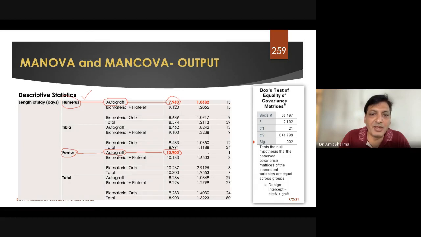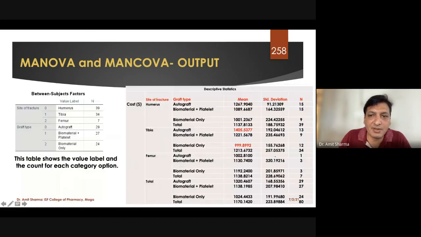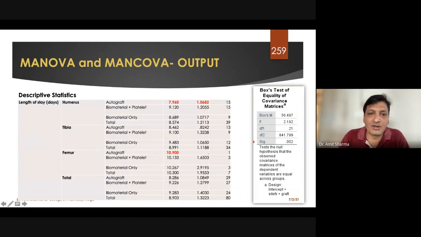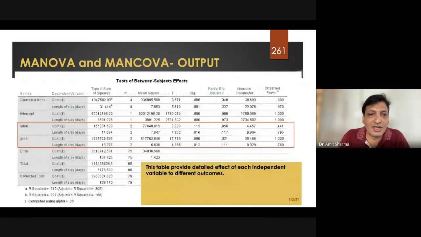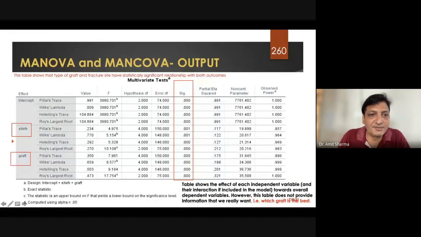Length of stay in the hospital will be more. And the previous table will show you which material is cheaper and which material is costlier. So this is only descriptive statistics. You cannot conclude anything. What we want to find out is, if I am treating any bone, for example tibia, and instead of autograft I go to biomaterial, then how much the length of stay is going to reduce, or how much the cost is going to be affected, something like this. So that will be taken from the further tables.